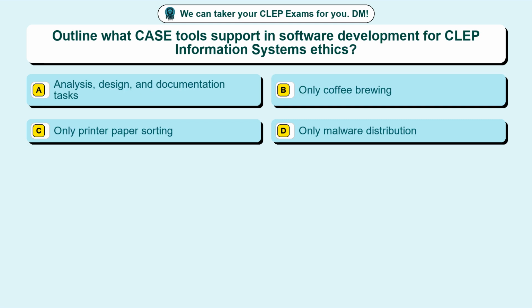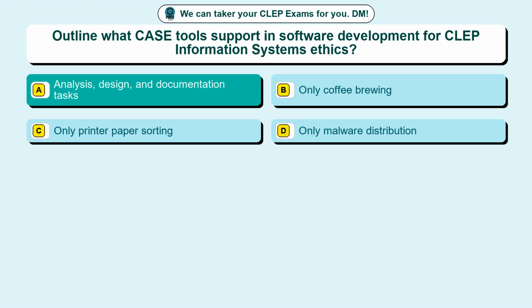Question 72. Outline what CASE tools support in software development for CLEP Information Systems ethics? Option A. Analysis, design, and documentation tasks. Option B. Only coffee brewing. Option C. Only printer paper sorting. Option D. Only malware distribution.